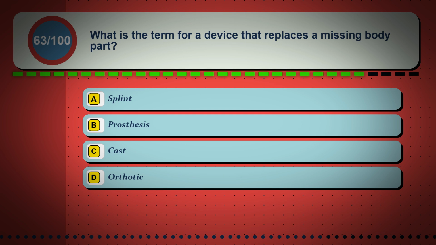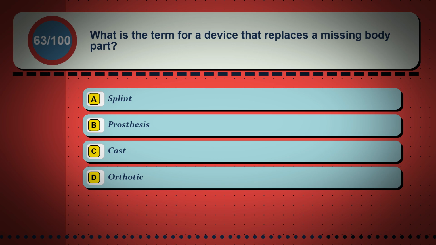Question 63. What is the term for a device that replaces a missing body part? Option A. A splint. Option B. Prosthesis. Option C. Cast. Option D. Orthotic.